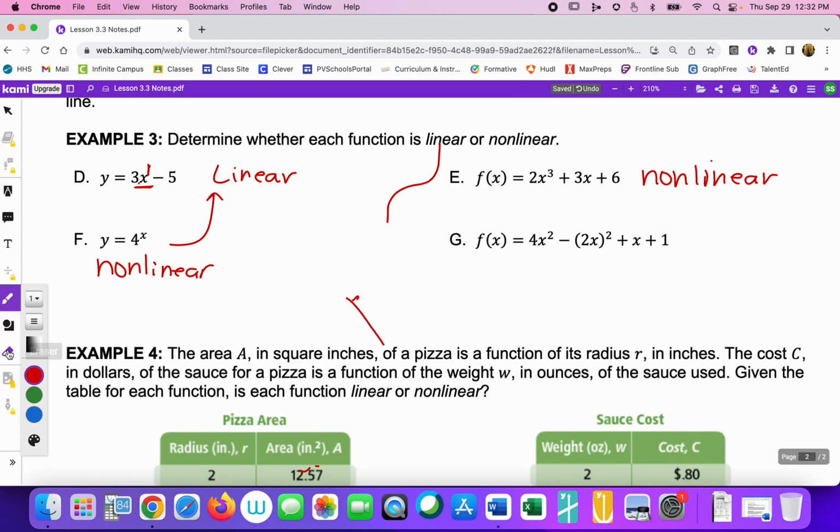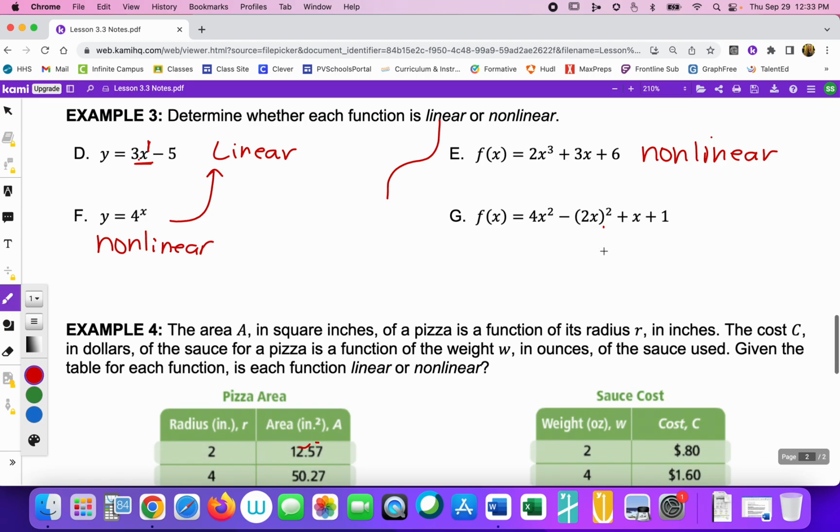What about G? Actually, no. The reason being, some of these may show up in your homework. Do you see any like terms? Yes, 2x. If you have more than one x squared, they need to be combined together. Now, if you have a 2x in parentheses squared, you would square the 2 and square the x. So what is this actually? 4x squared. So if you were to rewrite this, and you may have to do this in your homework, that's a 4x squared minus a 4x squared plus x plus 1.